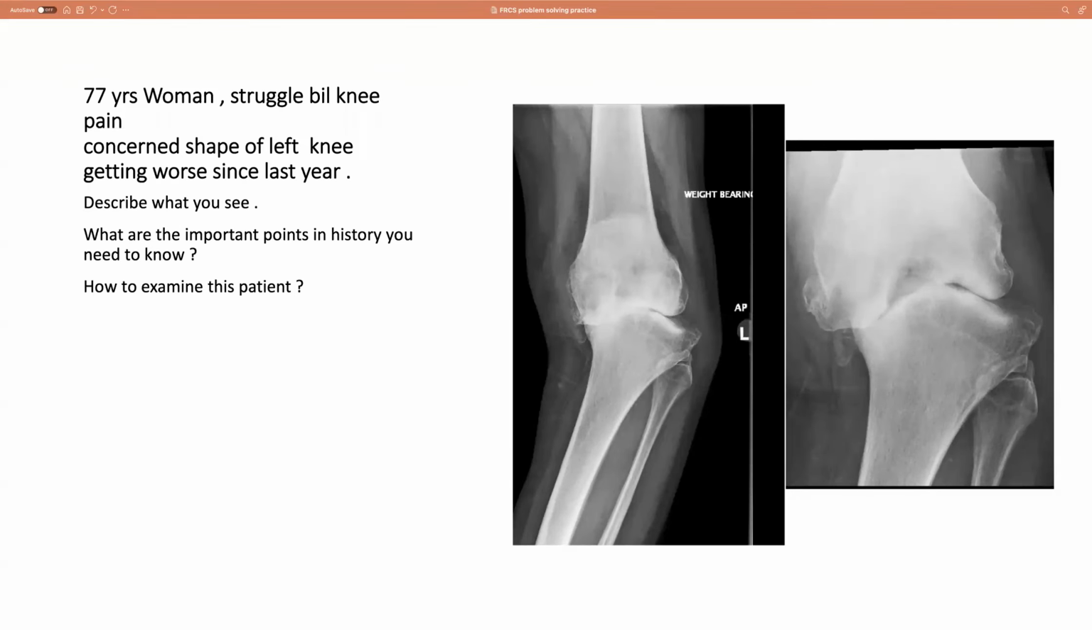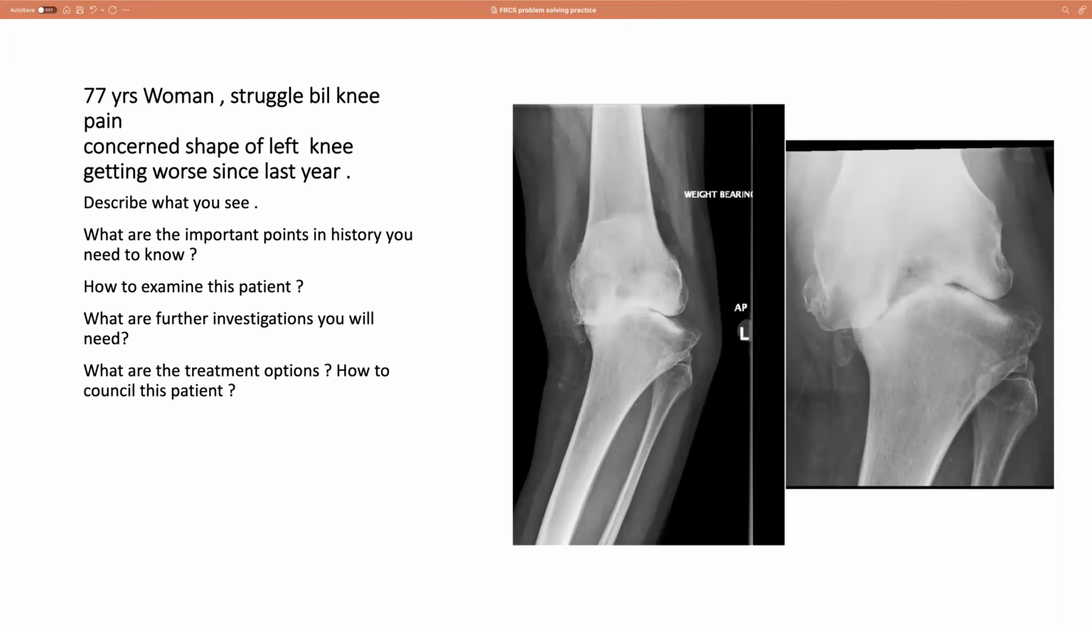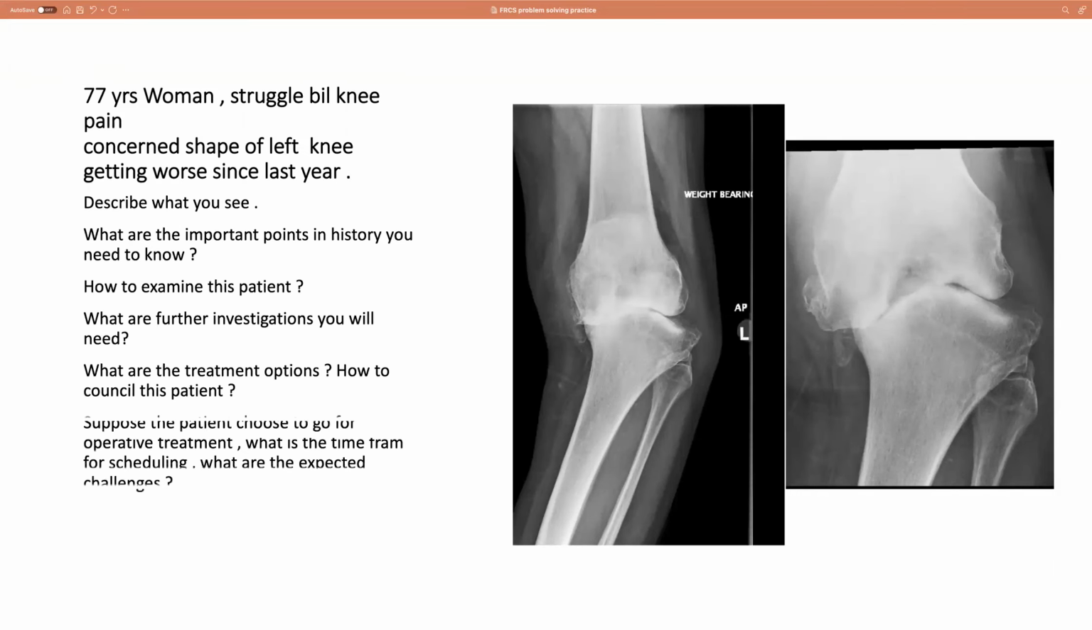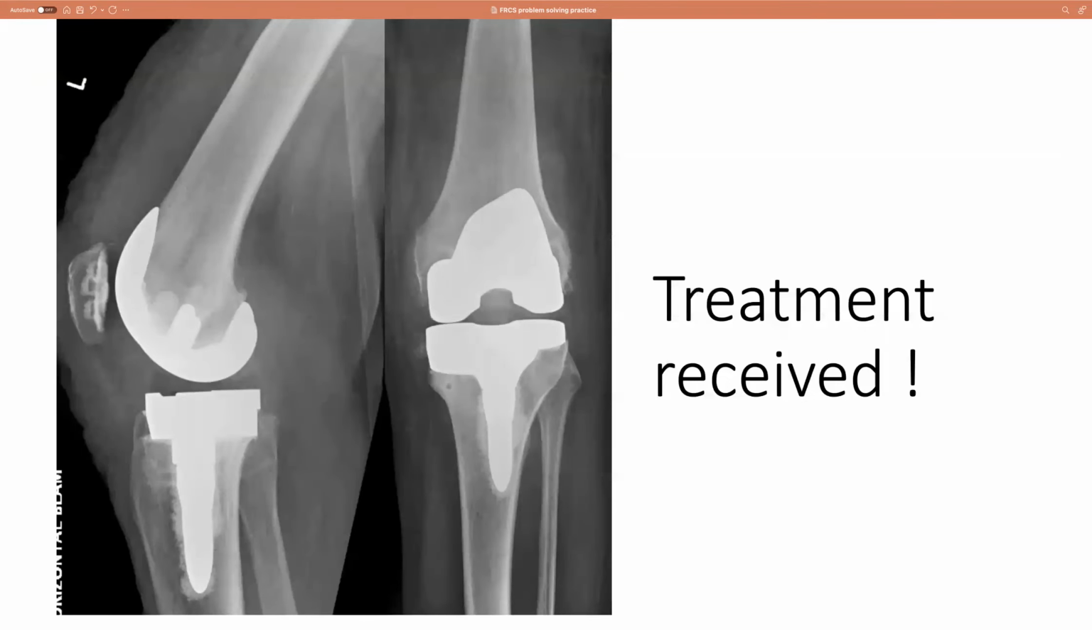How to examine this patient? What are further investigations you will need? What are the treatment options? How to counsel the patient? Suppose the patient chooses to go for operative treatment. What is the time frame for scheduling surgery? What are the expected challenges? That is the treatment received.